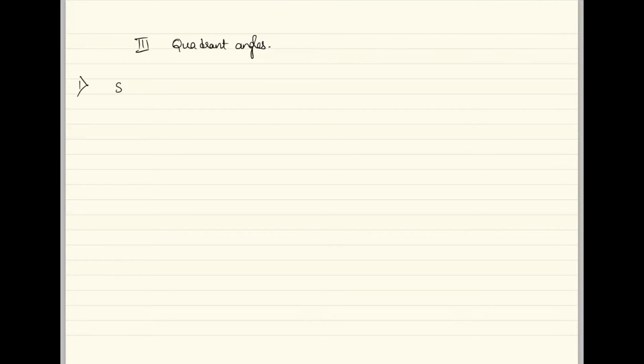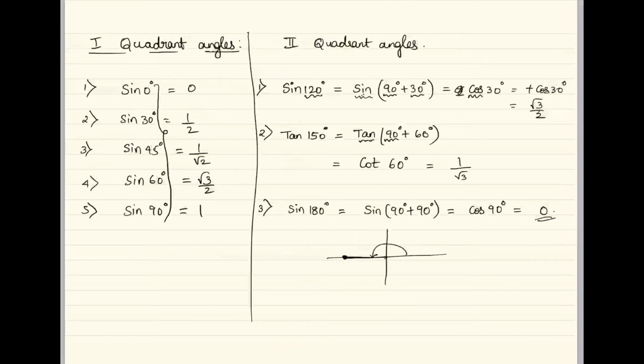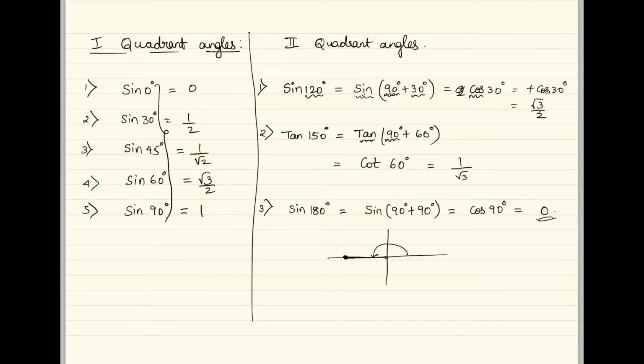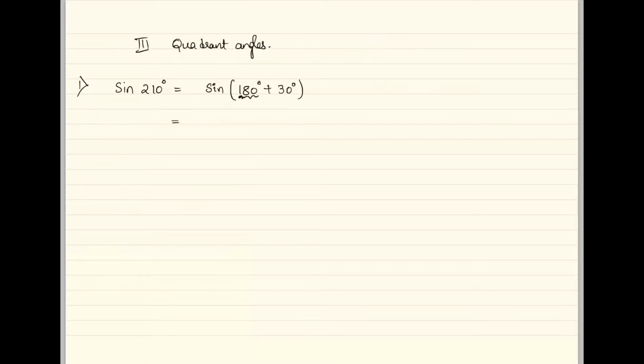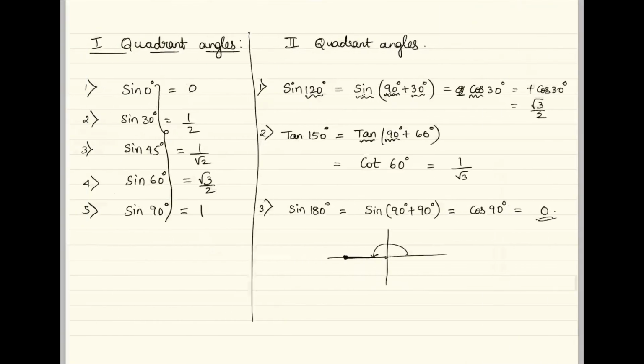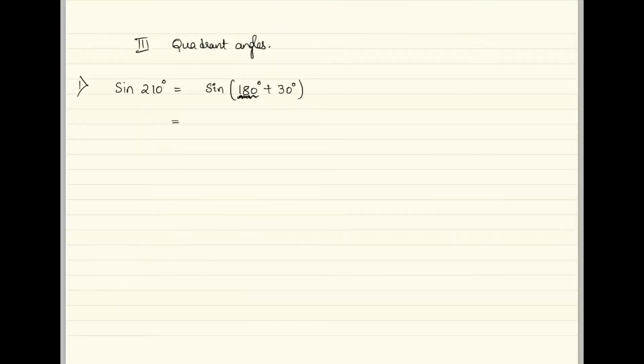Let's take some third quadrant angle, sine of 210 degree. So how will we write it? You can write it as 180 plus 30 degree. Now whenever a multiple of 180 is there, in the sense, this is a multiple of 90, this is also a multiple of 90, and how do you know the difference? Very simple, this is the odd multiple of 90 and this is even multiple of 90.